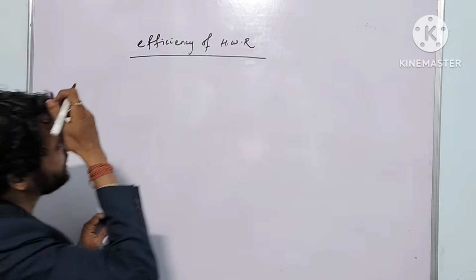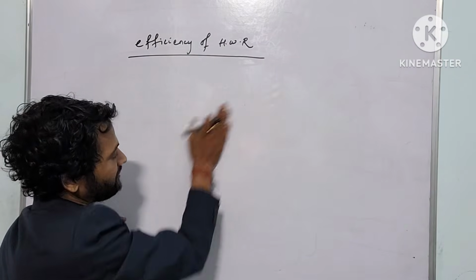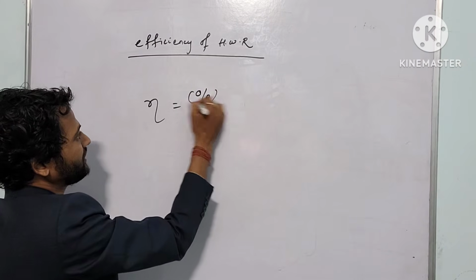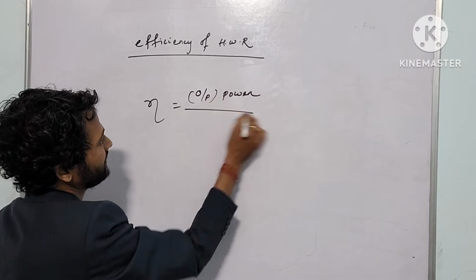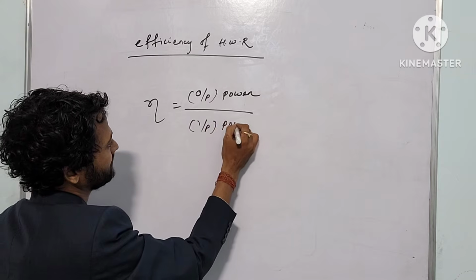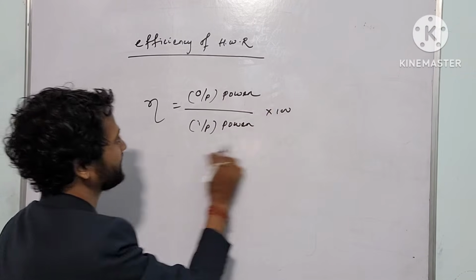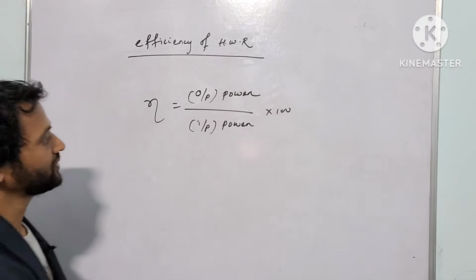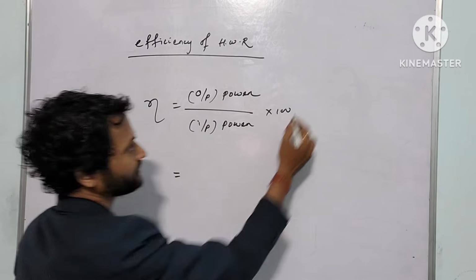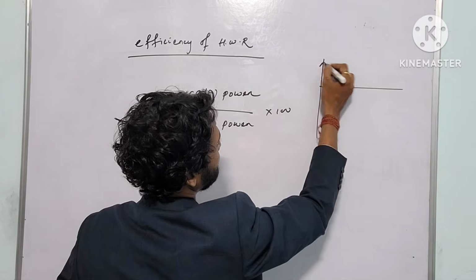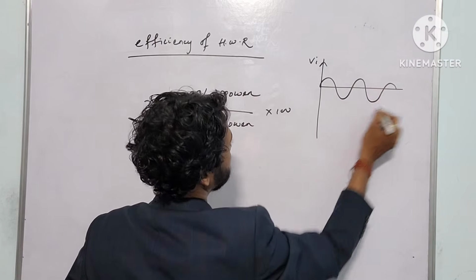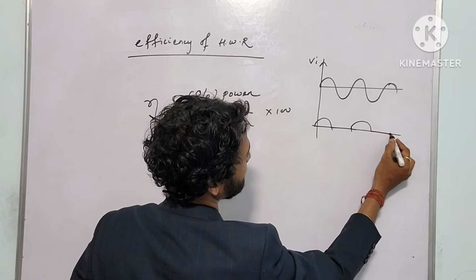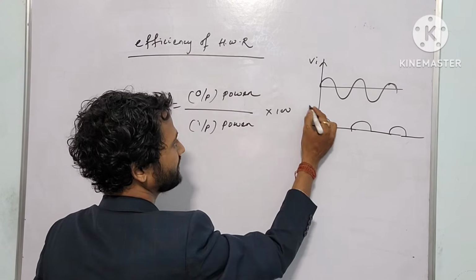Okay. Now we'll discuss the efficiency of the half wave rectifier. Efficiency means output power by input power into 100. This is the standard expression of efficiency: output power by input power into 100. So what is output power? Tell me. As I have told, if this is your input voltage, then the output you are getting is in the positive half cycle only, right? This is the output.